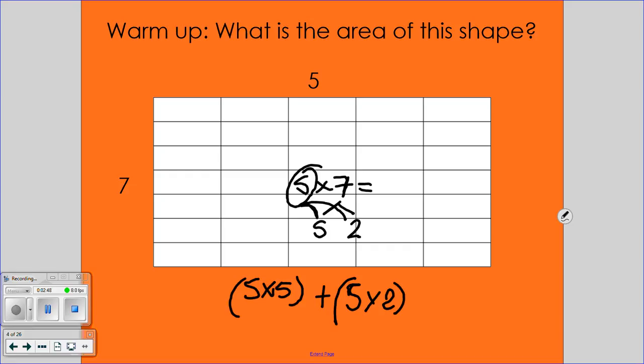What is 5 times 5? Courtney? Nope, not 10. It is 25. Don't add. 5 times 2 is what, Dylan? 10. And 25 plus 10, that's pretty easy peasy. 35.